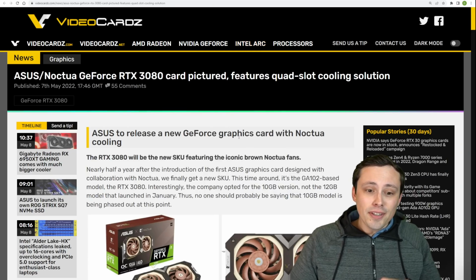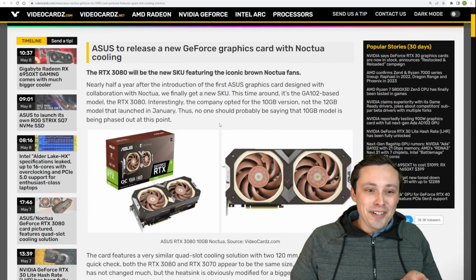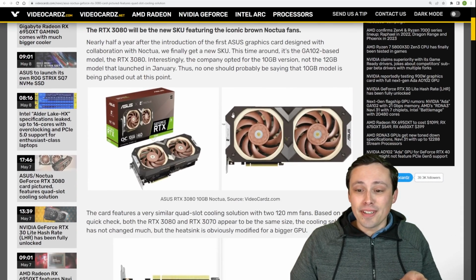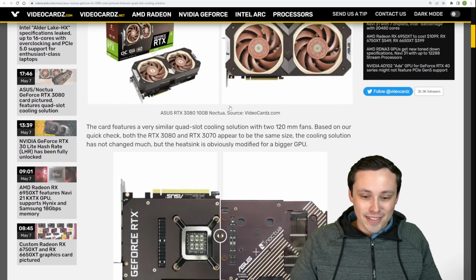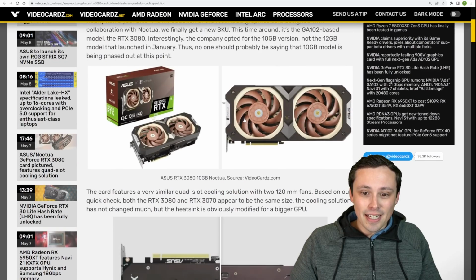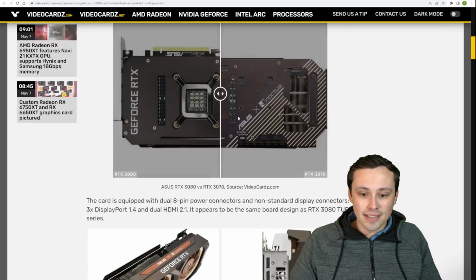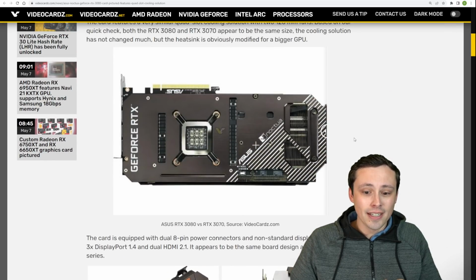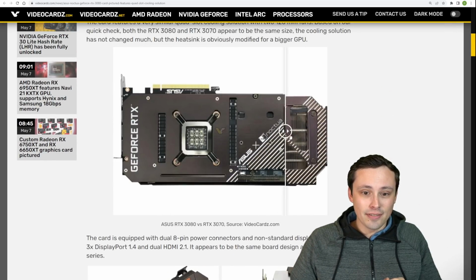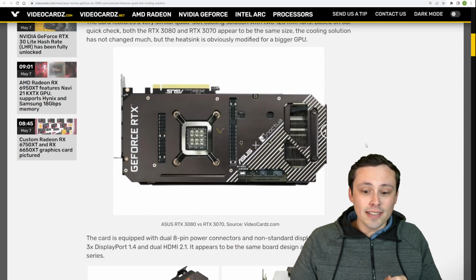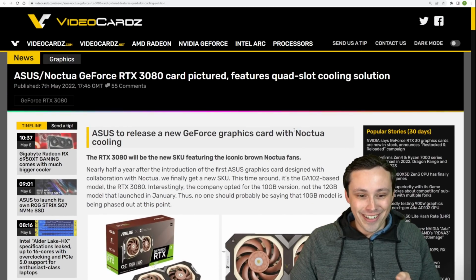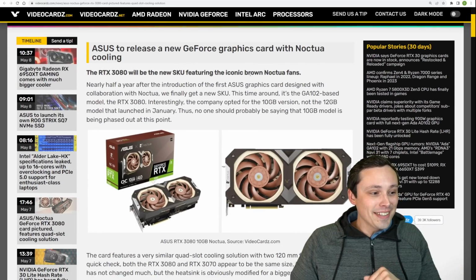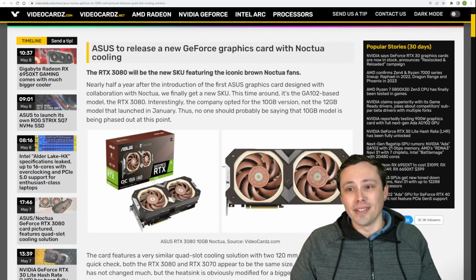Anyway, last couple things. If you liked the Noctua 3070, how about a Noctua 3080 with its nice little brown fans? Apparently that's coming, and VideoCardz even nicely made this little slider where you can compare the 3080 with the 3070 backplate. It looks to be a very similar design. Now remember, this is a 4-slot card. So anyway, I think this is just for people looking for a very specific thing in their build.